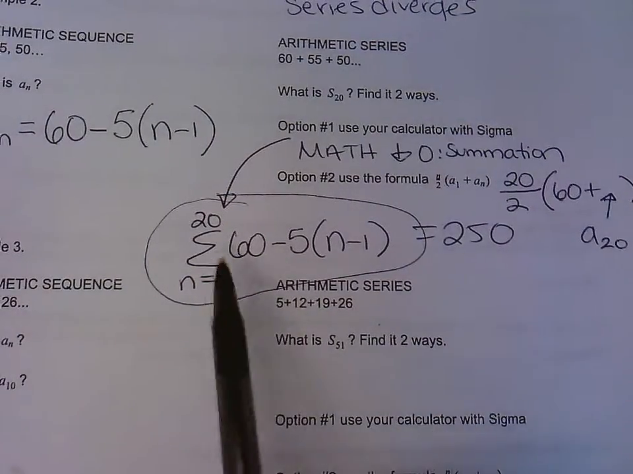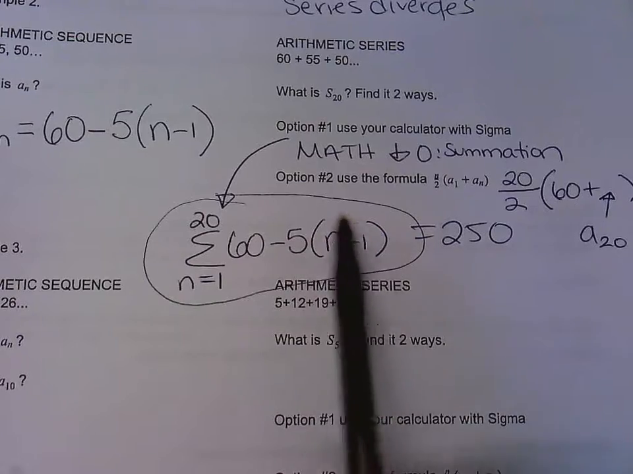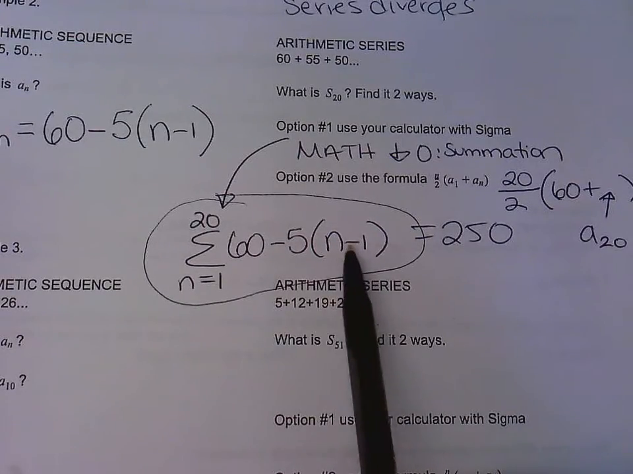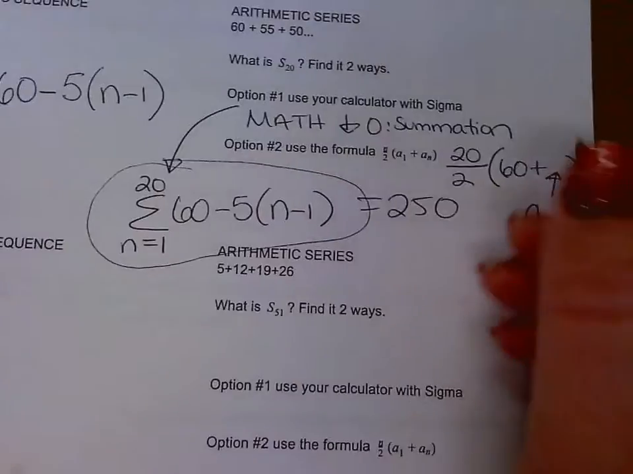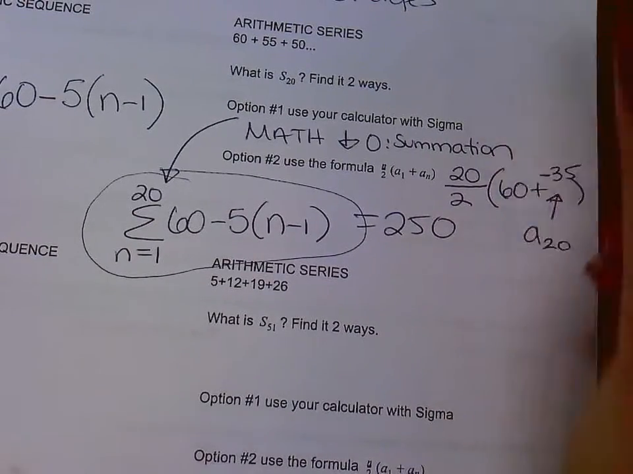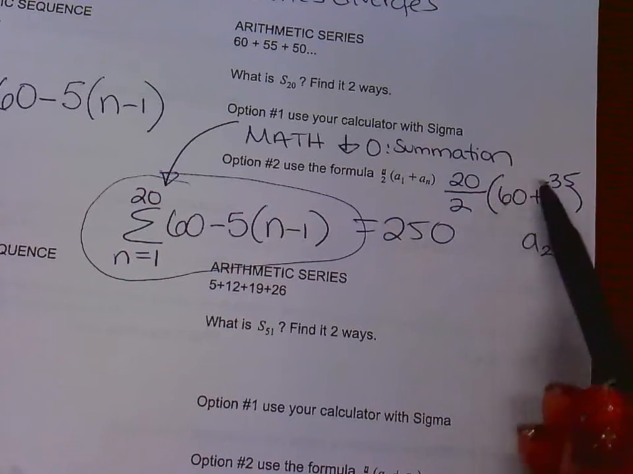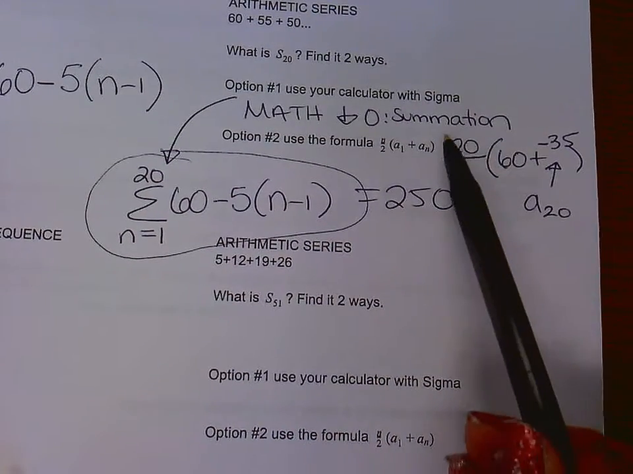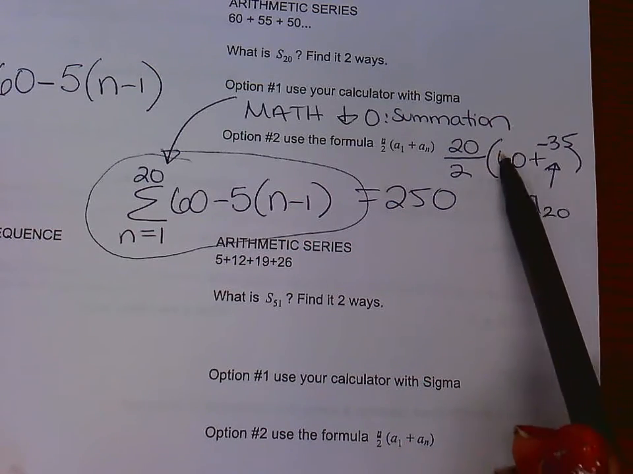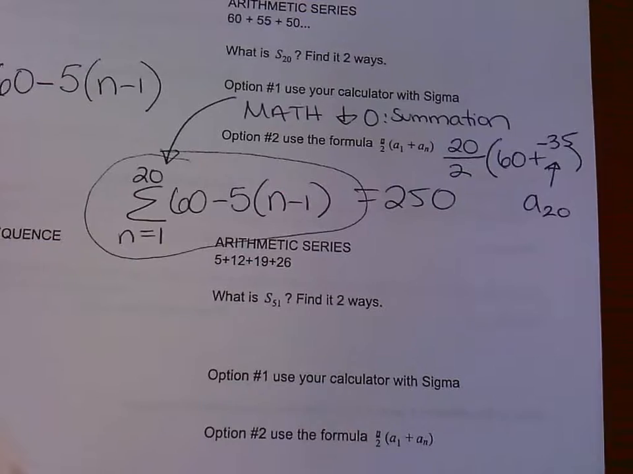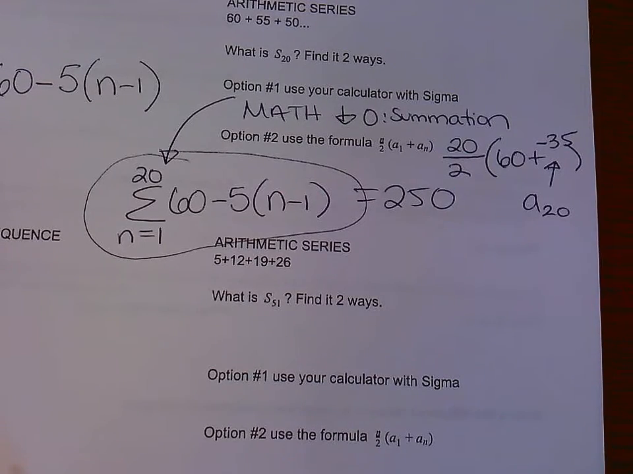So I do 60, basically minus 5 times 19, right? I'm subtracting 5 19 times to get to the 20th term. 60 minus 5 times 19 is negative 35. So negative 35 would be the last term of this, the 20th term of the sequence. So you take 20 divided by 2, because you're going to pair up the first and the last term. And then you've got 60 plus negative 35. 10 times 60 minus 35 should come out to 250. Does it? Yes.